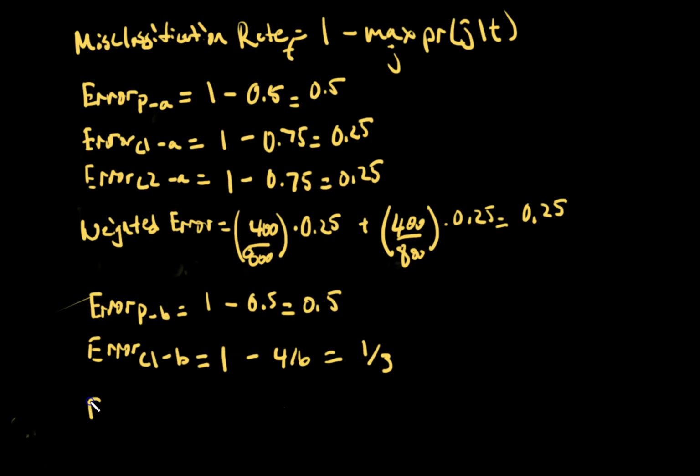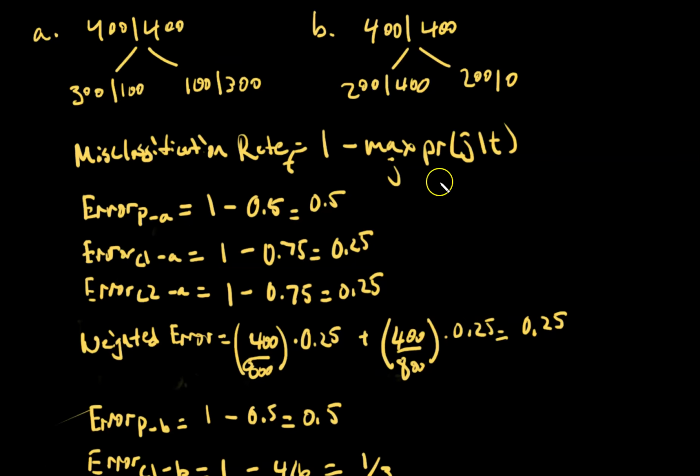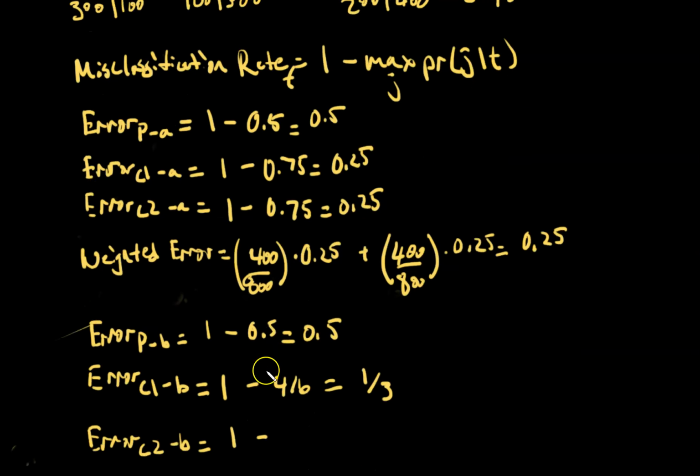Okay, how about the error of the other node? 1 minus, let's take a look. What's the majority class? So it's 200 right here. So 200 out of 200, that's going to be 1. So that's going to be 200 divided by 200. So that's going to be 1. 1 minus 1, that's going to be 0.